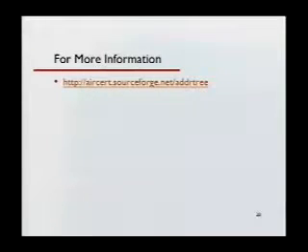If you'd like more information, or to take a look at the software, which is essentially a collection of Perl scripts driven by a makefile, you can take a look at aircert.sourceforge.net/addertree. So, any questions?